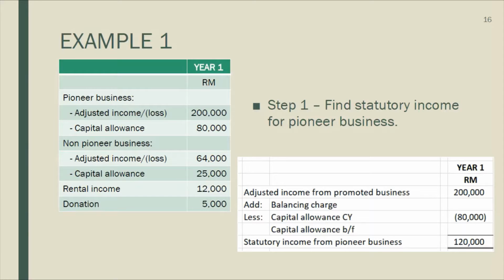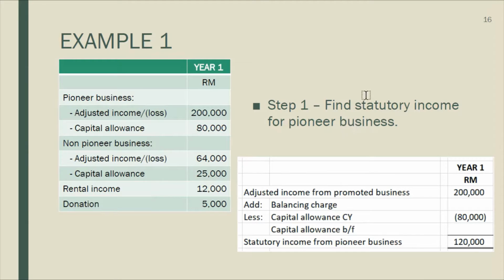Okay, let's continue with the example on pioneer status. This is for first year only. You have two businesses. One is pioneer, one is non-pioneer. You are given the adjusted income and capital allowance for both businesses, and then there is rental income and donation.